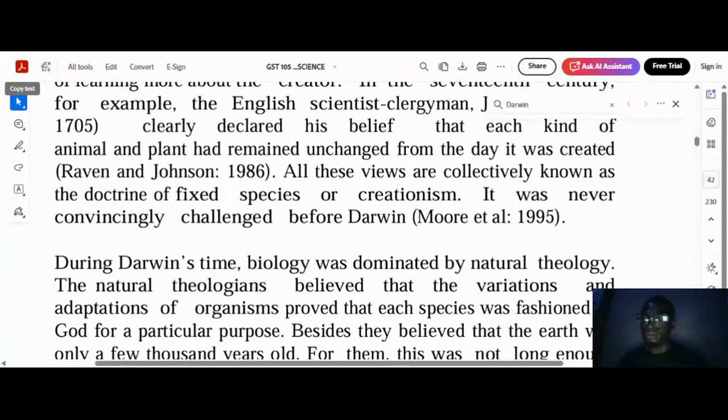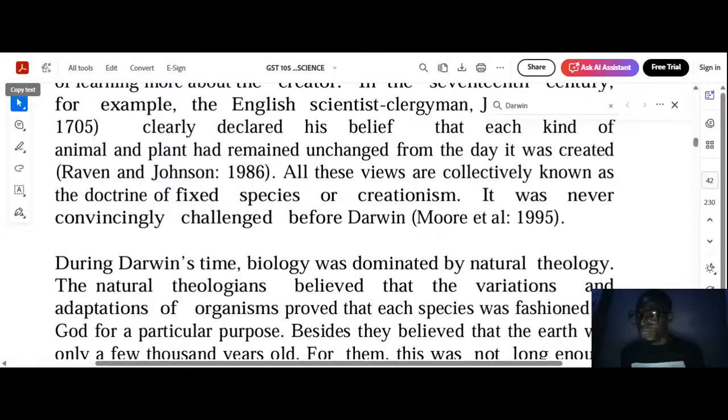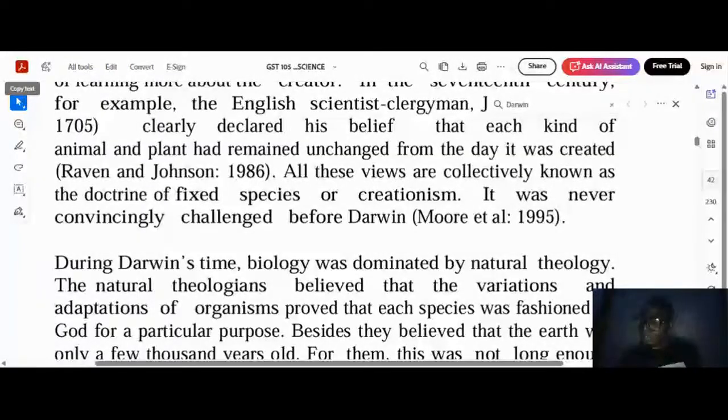During Darwin's time, this is where we are going to. You guys should follow me closely. This is where the answer to your question is. Before we read that, let me check what AY says. AY says that speculated means to guess or form an opinion about something without having full facts or proof. Thank you. Dora is having issues with her keyboard.